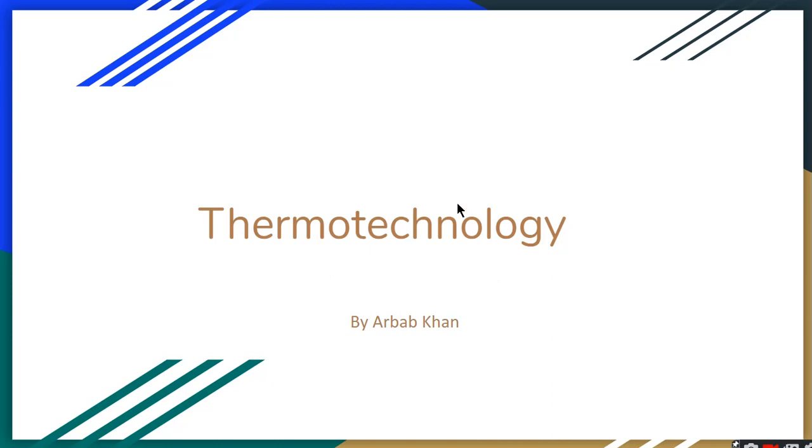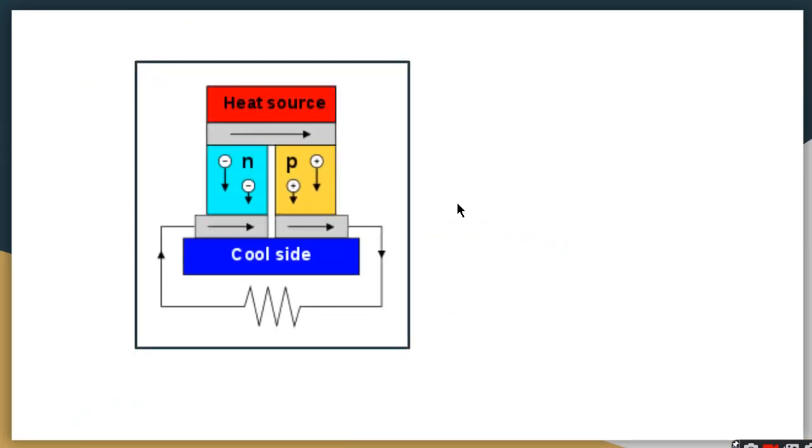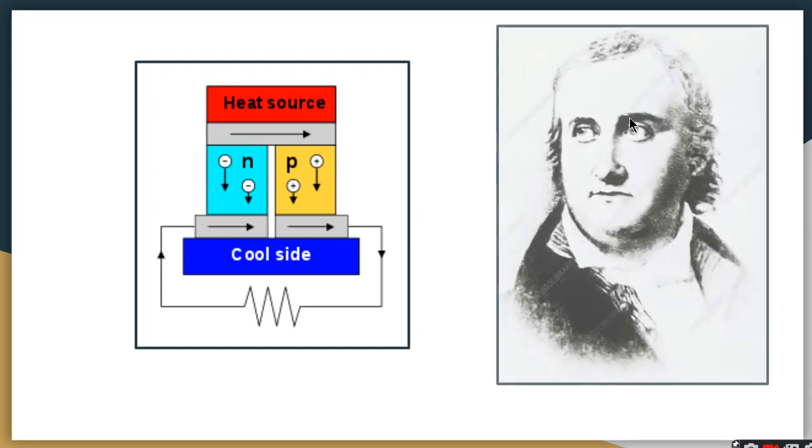What is the Seebeck effect? The Seebeck effect is the effect when a temperature difference between two dissimilar electric conductors produces a voltage difference between the two substances. It was discovered by Thomas Seebeck in 1821.